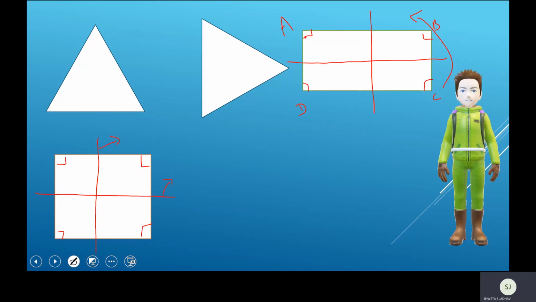Now can we make diagonals also? When we join diagonals, can we form a symmetry? Let's see. This is vertical, this is horizontal. So let's draw a line. Let's give these points as A, B, C, D again. It will be easy for us to recognize. Now I have joined B and D, the diagonal.